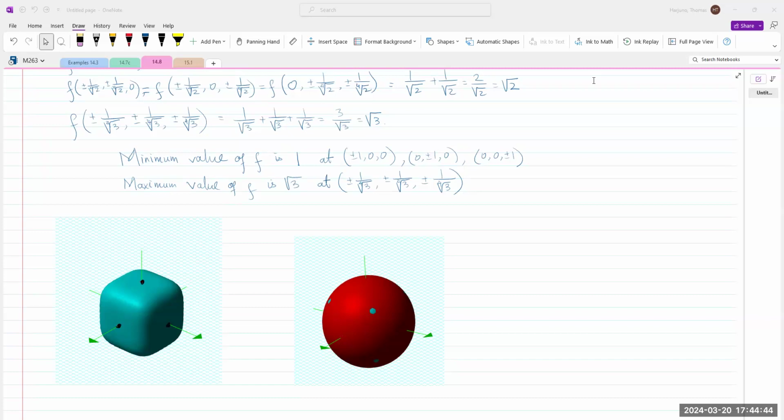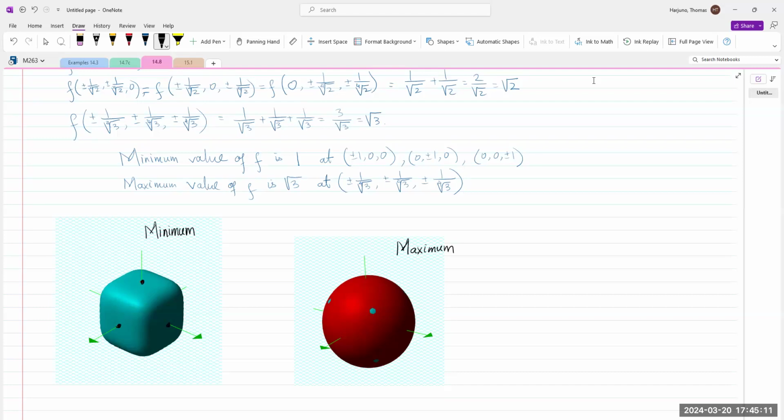So this is the minimum, right? Minimum. That's the first time the sphere actually touched the cube from inside, right? And then this is the last time, the last time the sphere touch the cube from outside.